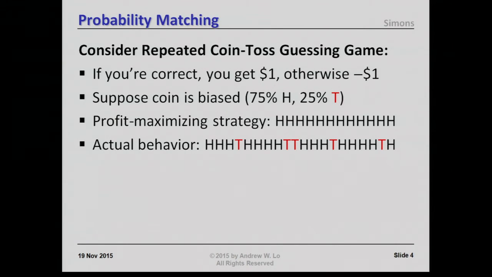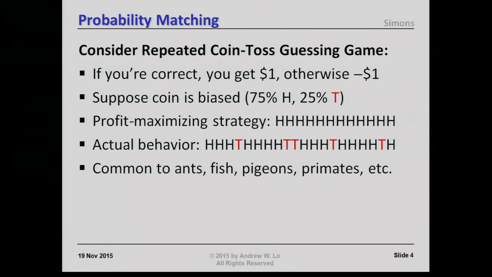And what's even more interesting is that if sometime during the sequence of games you switch the coin surreptitiously from a 75-25 coin to a 60-40 coin, after another 10 or 20 trials, they actually change to 60-40. They will match the probability. And what's even more stunning is that this behavior is found not just in humans, but in ants, fish, pigeons, primates. Virtually any creature that can choose between A versus B will actually behave in this manner. They will engage in this probability matching.